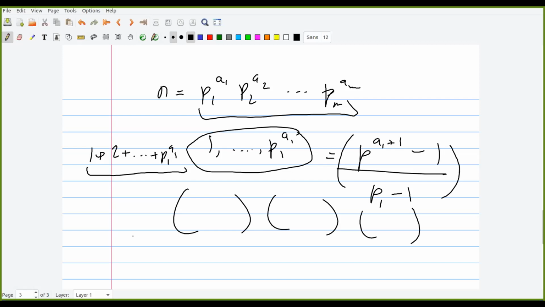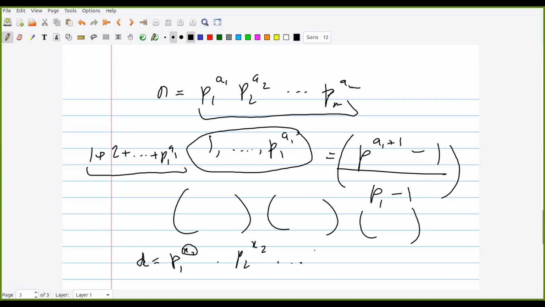If we have m brackets like this, and we take p1 from the first bracket and 1 from the rest of the brackets, then we get p1. If we take 1 from all the brackets except the second bracket, and take p2 from the second bracket, then we get p2. So basically your divisor is of the form p1 to the x1, where x1 belongs to 0 to a1, and p2 to the x2, where x2 belongs to 0 to a2 again.